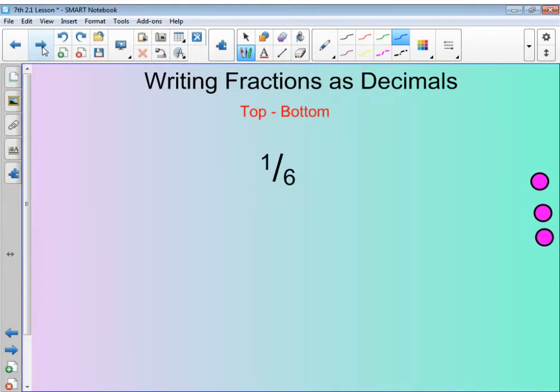So when I look at this, I'm going to actually look at this for the operation that it is, and that is a division sign. So when I look at this, I'm going to take and do 1 divided by 6. Now, if I was going to do that longhand, it would look like this, okay? Which I'm not going to have you do that today. We're going to work with our calculators.